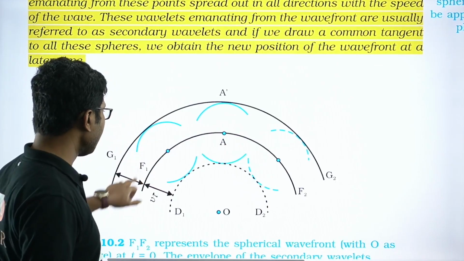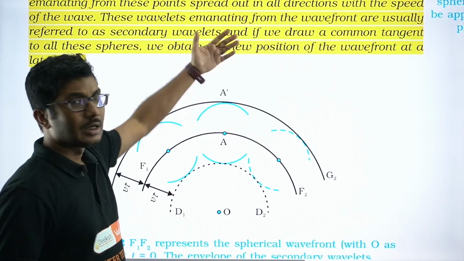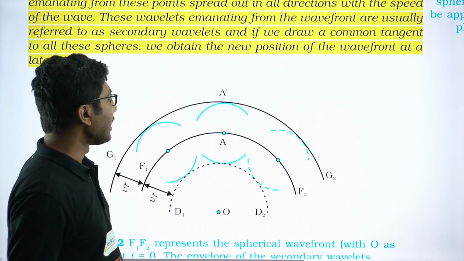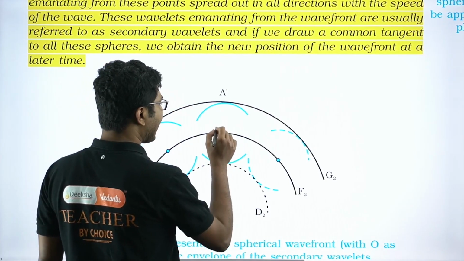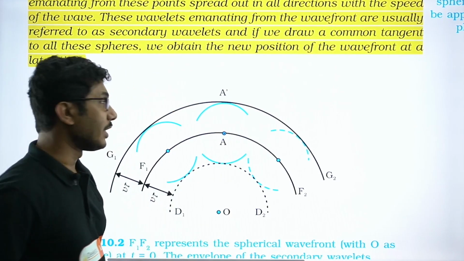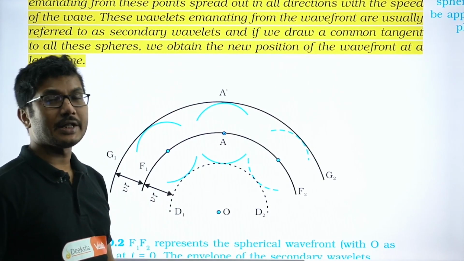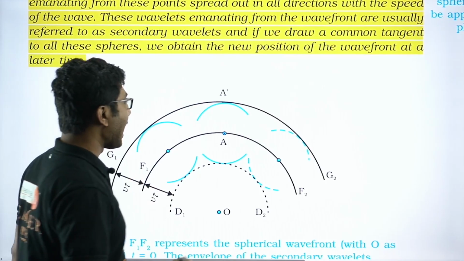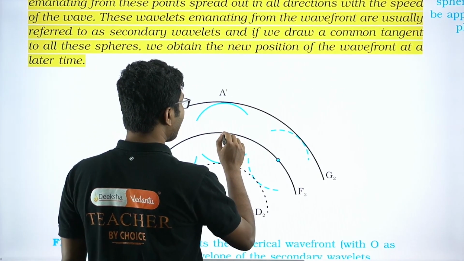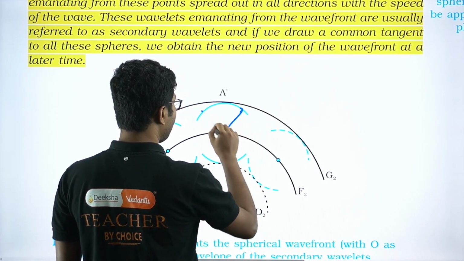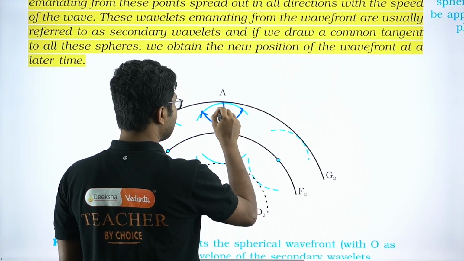This is a wavefront, which means this is a wave coming at you. Now he is saying that any point on the wavefront is basically a source of secondary wavelets, and these secondary wavelets can emit in all possible directions. Okay, this is a simple thing.